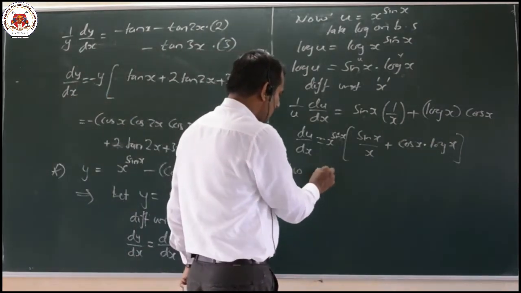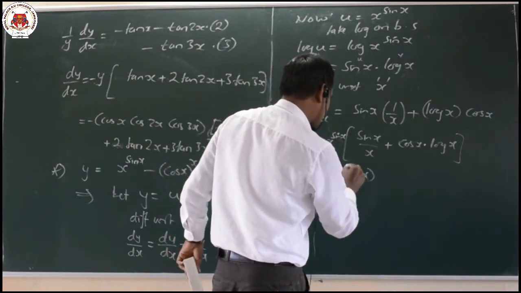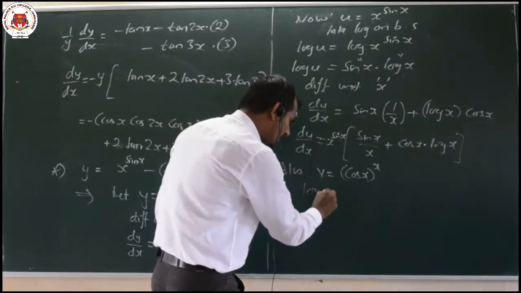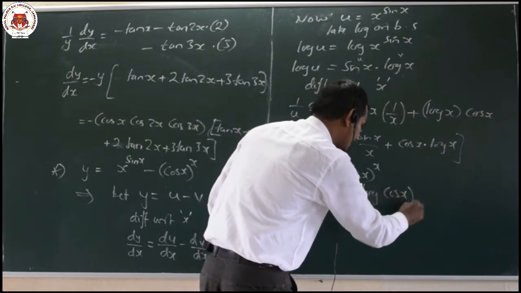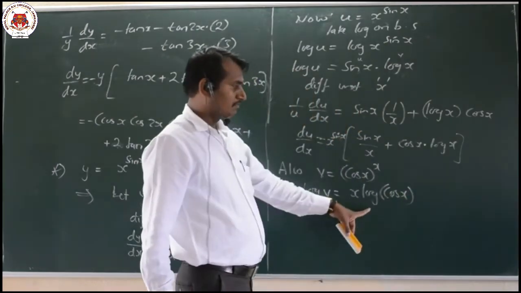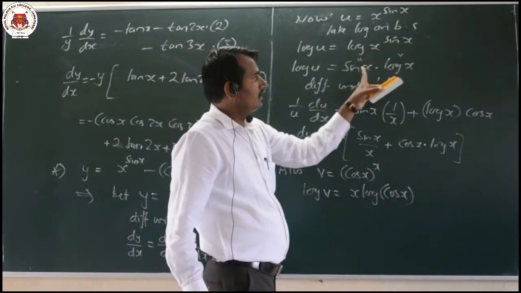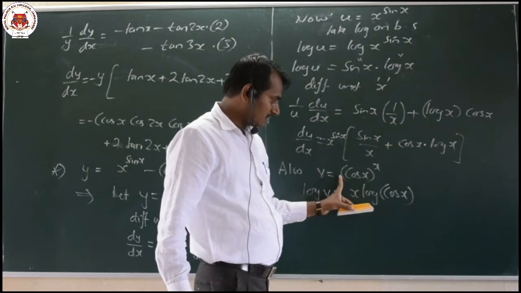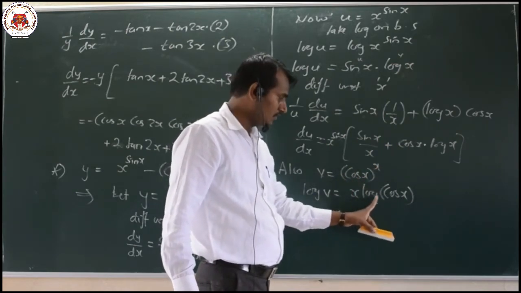Also v is equal to cos x to the power of x here. Same as it is, take log on both sides. Log v is equal to x into log of cos x. Now observe here, I have to skip a step. Log of x to the power of sin x is sin x into log x. Taking log, x will come to the front, that is x into log of cos x.